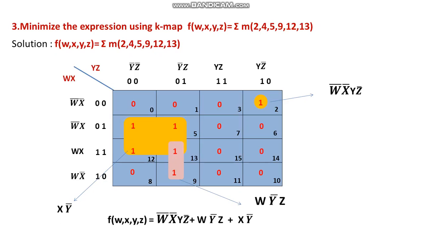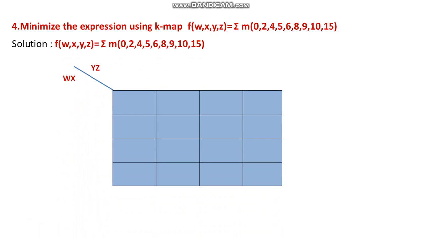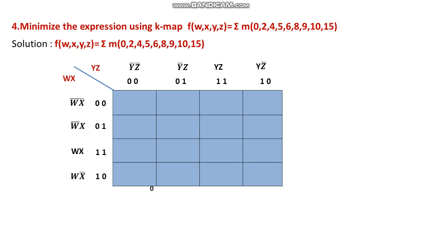Okay. Right. Similarly, we will take one more problem. F of W, X, Y, Z is the summation of m 0, 2, 4, 5, 6, 8, 9, 10, 15. Okay, again 4 variables. So we will take a 4 variable K-map here. Right, we will place 0, 1, 1, 0, 1, 1. Then we will write the literals. Okay, so then we will place the cell numbers.